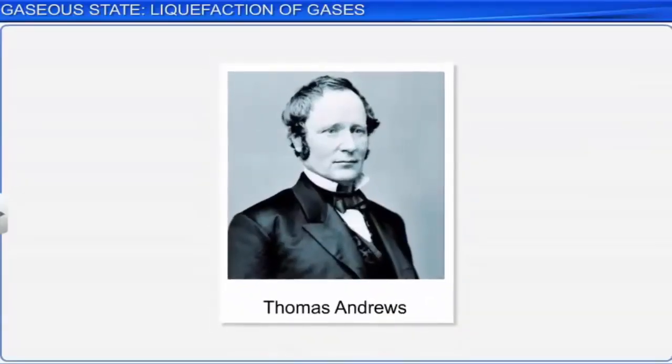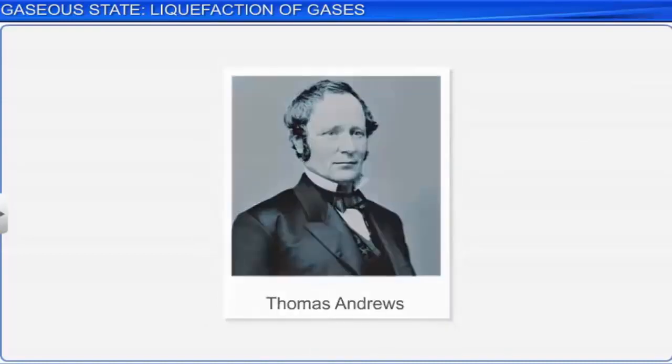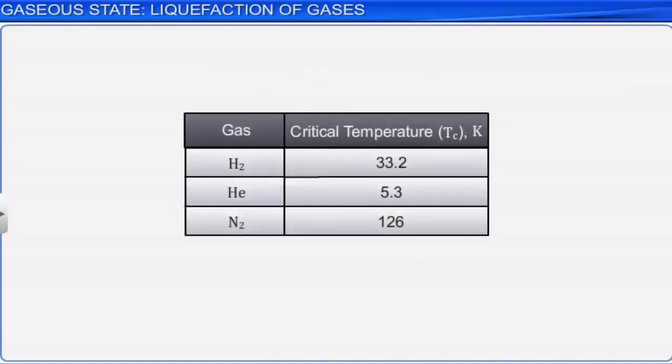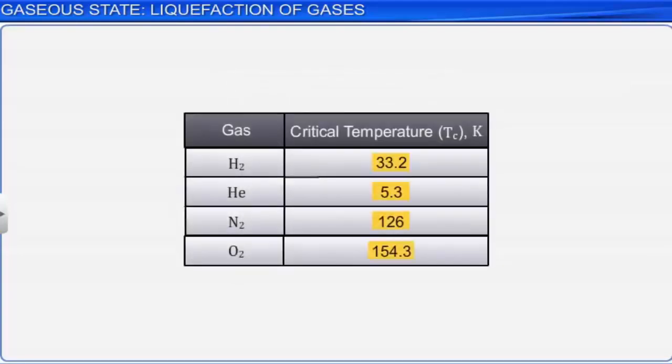Hydrogen, helium, and oxygen are examples of permanent gases. Irish scientist Thomas Andrews studied the pressure and temperature conditions of liquefaction of several gases. He established that for every gas, there is a particular temperature beyond which, no matter how high the pressure applied, a gas cannot be liquefied. This temperature is known as critical temperature.